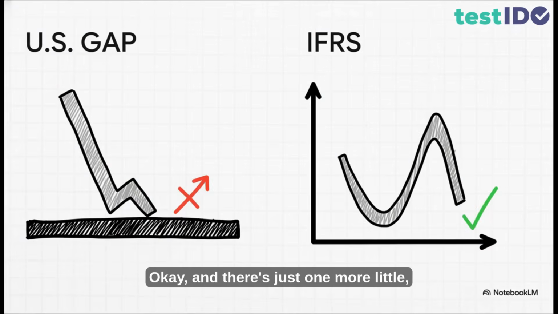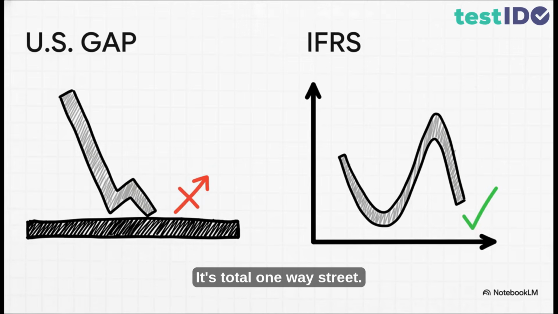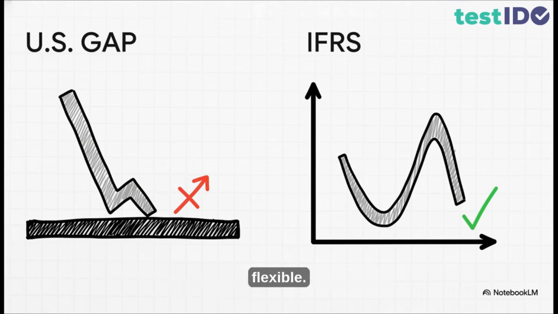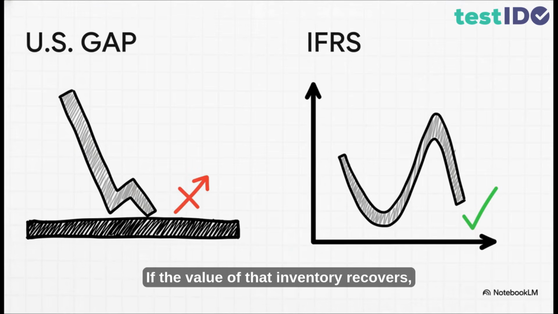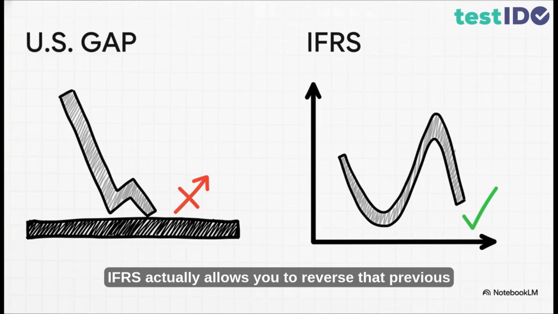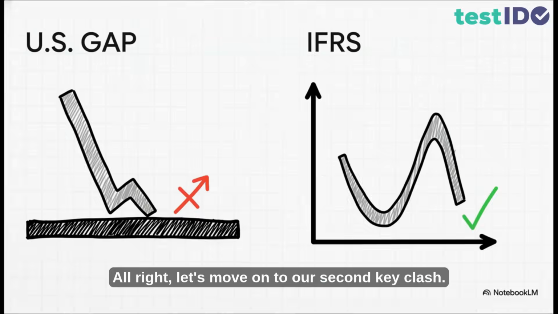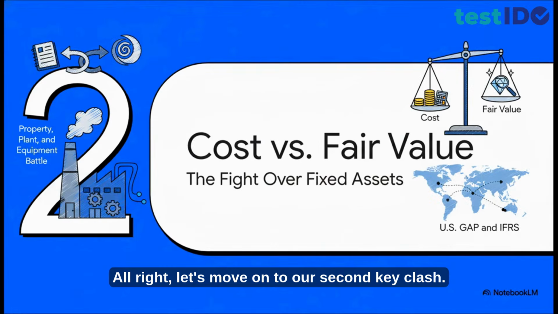Okay, and there's just one more little inventory point to remember. Under US GAAP, if you write down the value of your inventory, you can never ever write it back up. It's a total one-way street. IFRS, on the other hand, is, you guessed it, more flexible. If the value of that inventory recovers, IFRS actually allows you to reverse that previous write-down. See the pattern here? All right, let's move on to our second key clash.